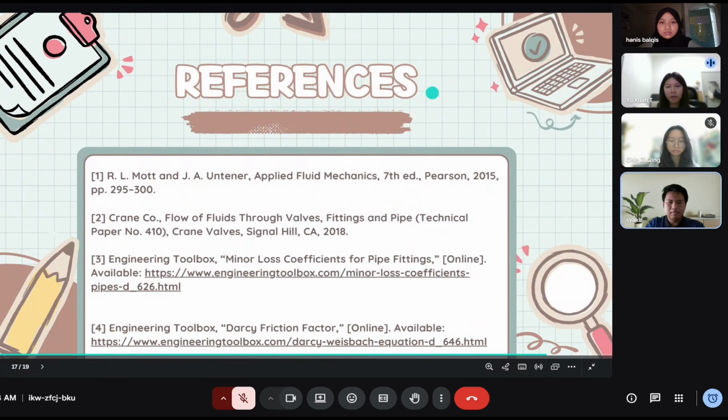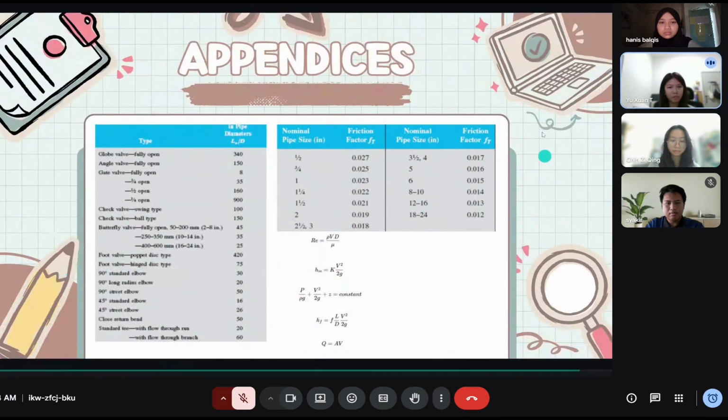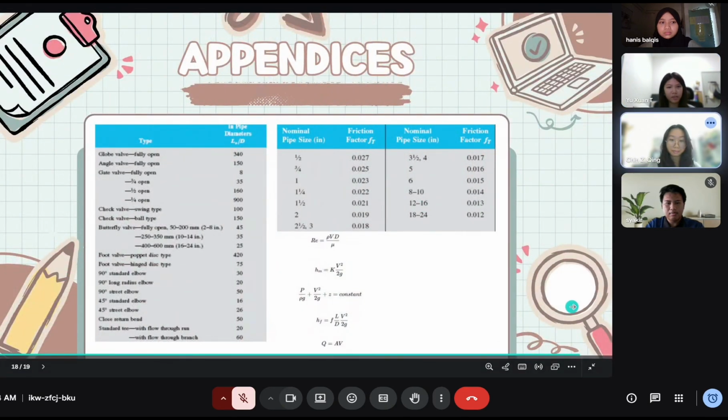So here is our reflection. Here are the formulas that we use in the piping system.